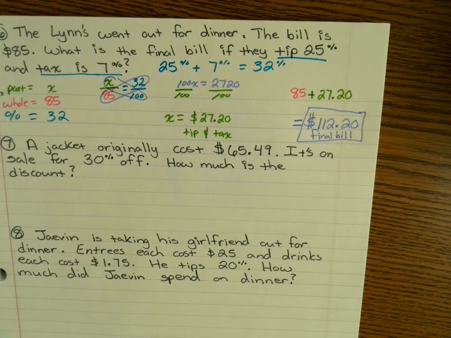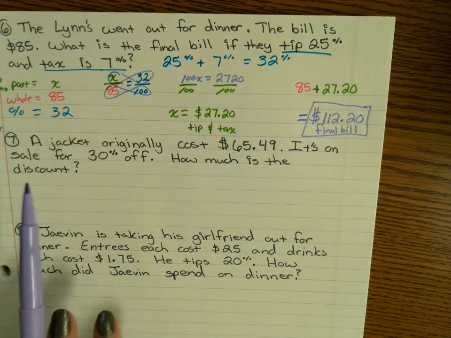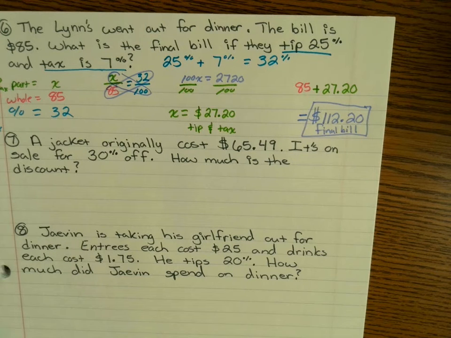Okay, you need to make sure that when you're working it out, you work it out to the fullest extent that it's asking. That's why it's important. I keep writing down, hey, the part represents a tip and a tax, or the part represents the discount. Is that what it's asking for? If it is, then you're done. If it's not, you got to go a step further.